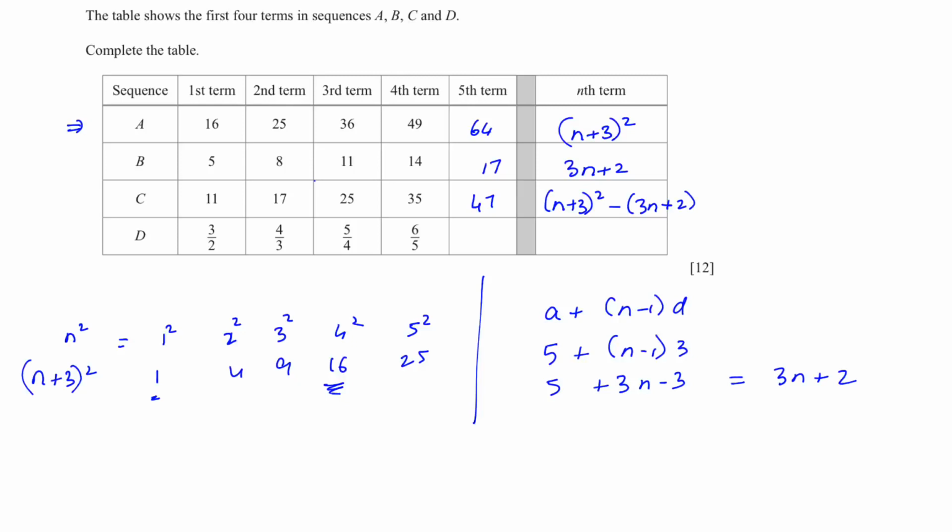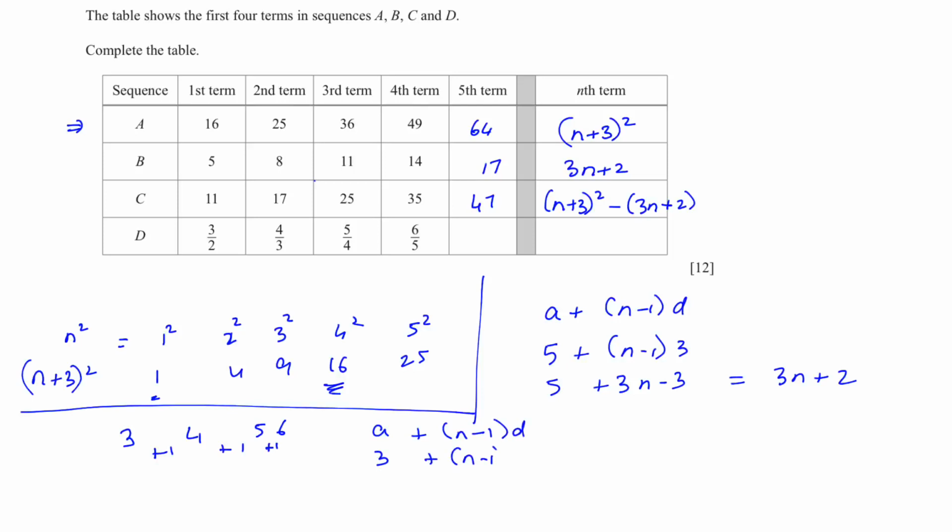Moving on to D. You have 3 over 2, 4 over 3. The first term and the second term, the numerator and the denominator, we solve separately. You have in the numerator 3, 4, 5 and 6. The difference is 1. So again using the arithmetic formula, 3 plus (n minus 1), difference is 1. Open the bracket up, n plus 2. So that will give you the numerator.